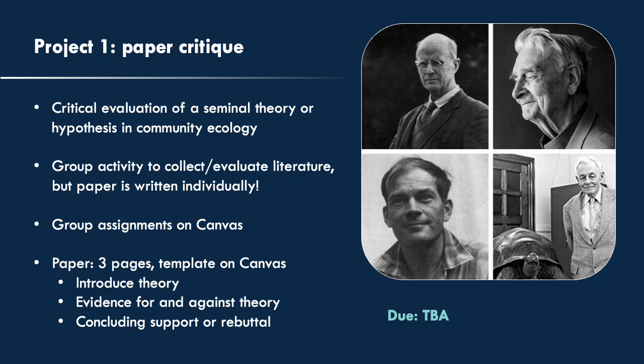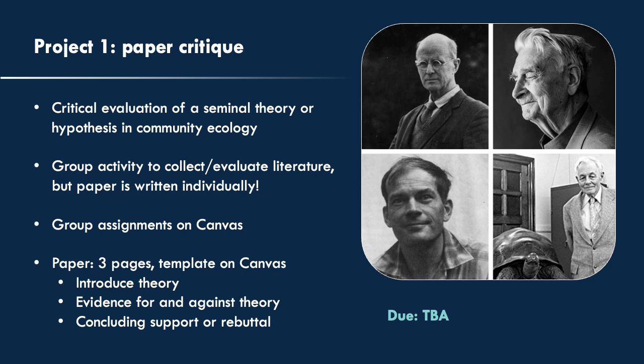As an example, I could use the theory of island biogeography and then assess how it has fared in follow-up work, follow-up research. Has it been useful? Has it been proven? Has it been disproven? Importantly, that does require you to find some literature that either supports it or refutes it. And that's the part where you can act as a group and discuss the different papers as a group. But keep in mind that each paper, so each critique, is written individually.